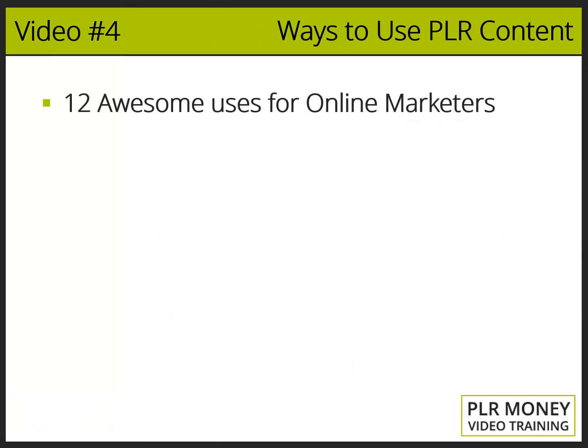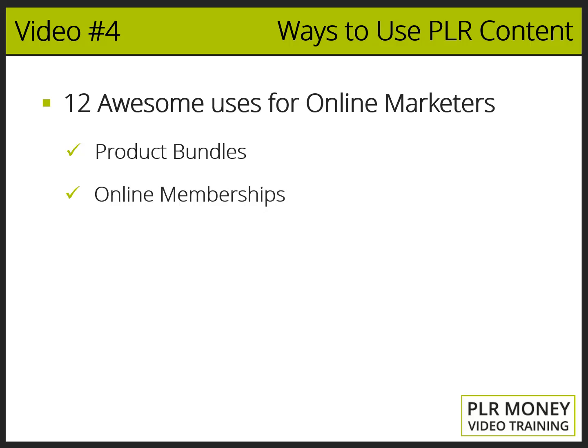12 awesome uses for online marketers. Niche-related product bundles. When you buy or create PLR content that is niche-specific, you can then offer this content as a bundle. Instead of one article or manual, your customers get a group of materials at a discounted price. Online memberships. Once you have a good stock of PLR materials, you can offer them online via subscription or membership. Your customers can pay a one-time or monthly fee to have PLR content regularly sent to them. This gives you a regular income as well.